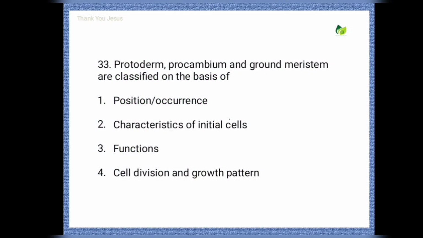Next question. Protoderm, procambium and ground meristem are classified on the basis of. Options are position and occurrence, characteristics of initial cells, functions, cell division and growth pattern. Correct option is functions.